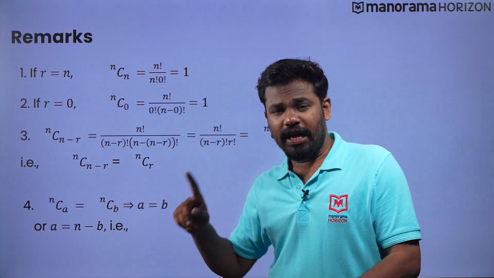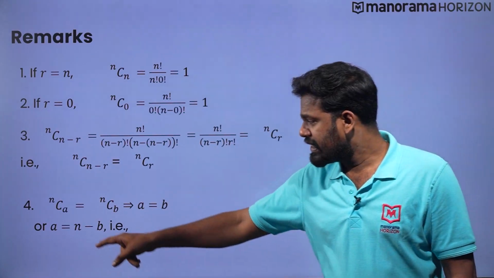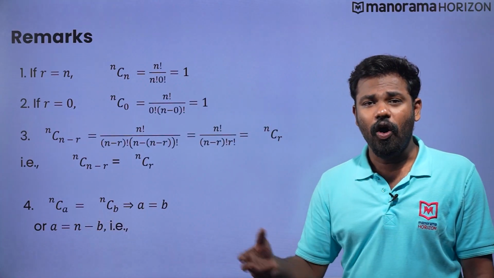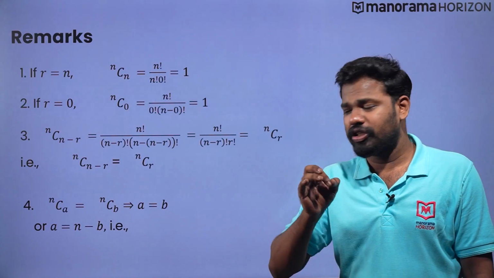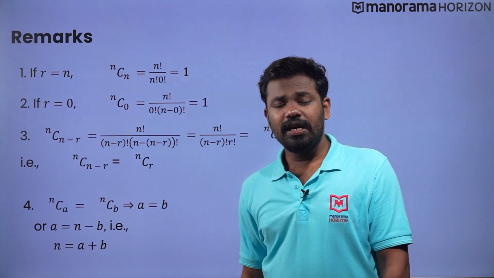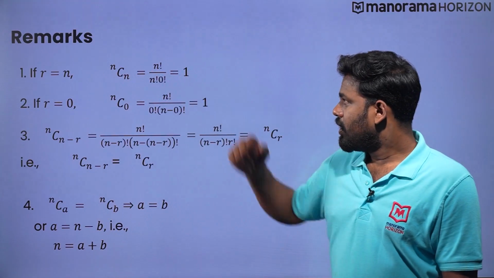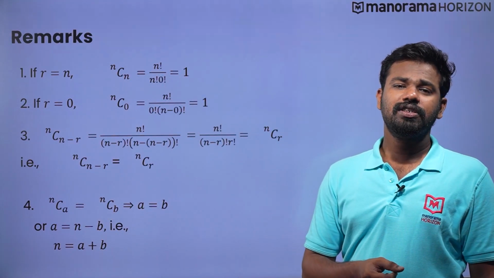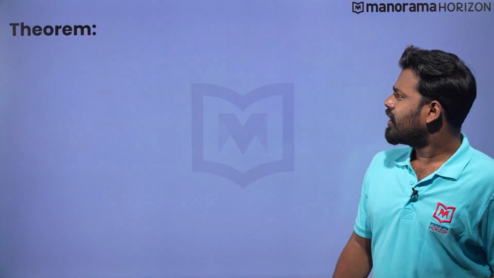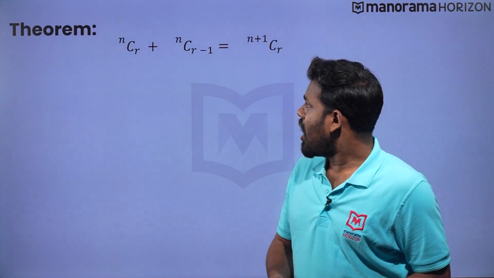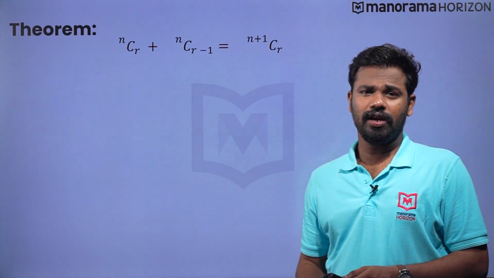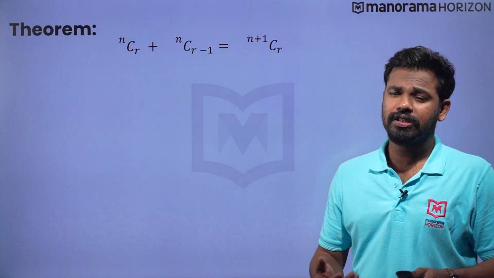So either A is equal to B, that is one conclusion. And the second conclusion is A is equal to N minus B, or I can also say N is equal to A plus B. So these are the different conclusions you get from the formula of combinations that we have studied. So you have a theorem over here that is NCR plus NCR minus 1 is equal to N plus 1 CR. So a very important formula that we have to use in this chapter.